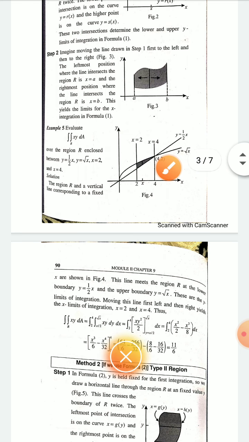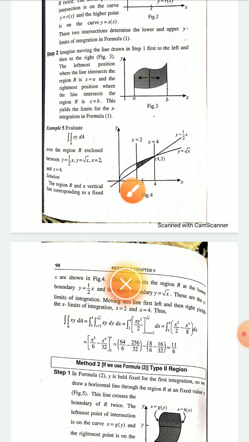Let us look at an example. Evaluate the double integral over R of xy dA. Here the limits are not given, and a hint is given: over the region R enclosed between y is equal to half x, y is equal to root x, x is equal to 2, and x is equal to 4.